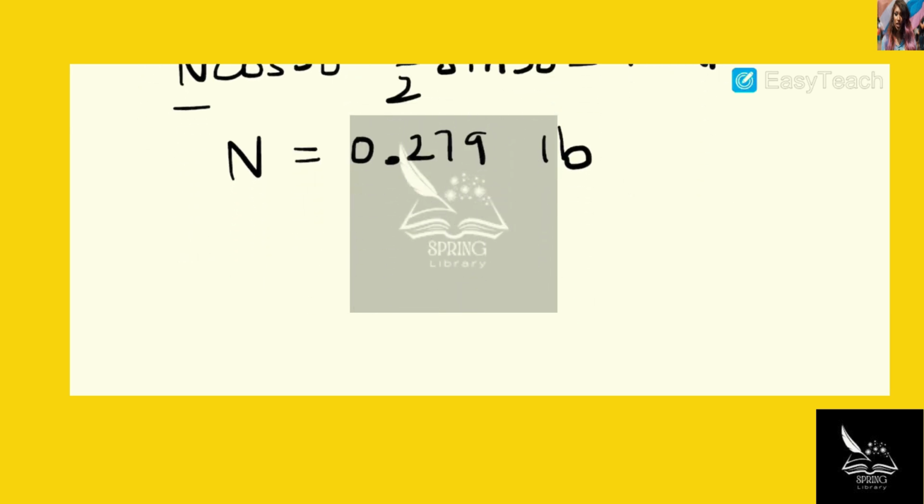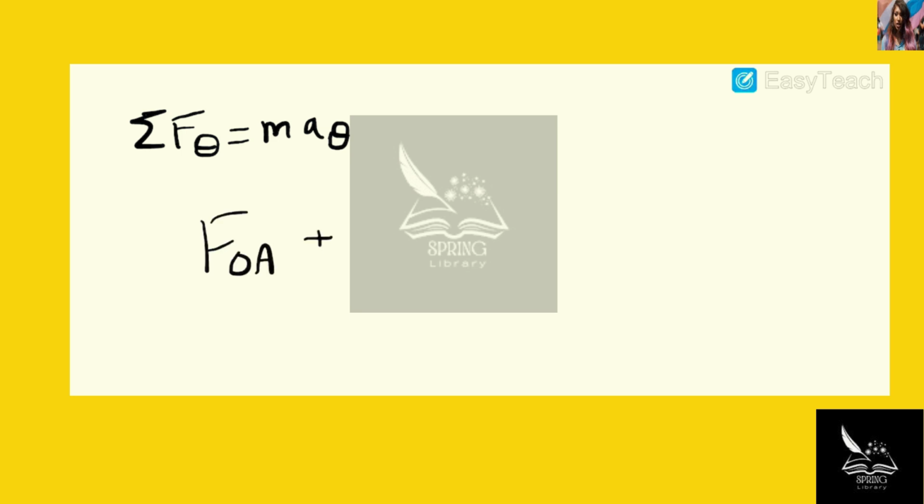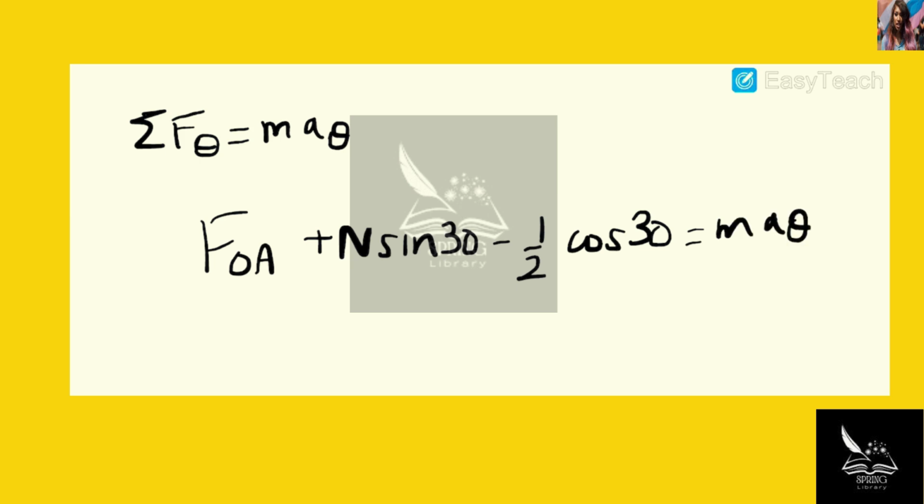Next, we can resolve our forces in the theta direction, and so the net force in theta is equal to m times a theta. There we see that FOA plus N sine 30 minus 1/2 cosine 30 is equal to m a theta. This gives us an FOA that's equal to 0.3 pounds. And this is our final answer.